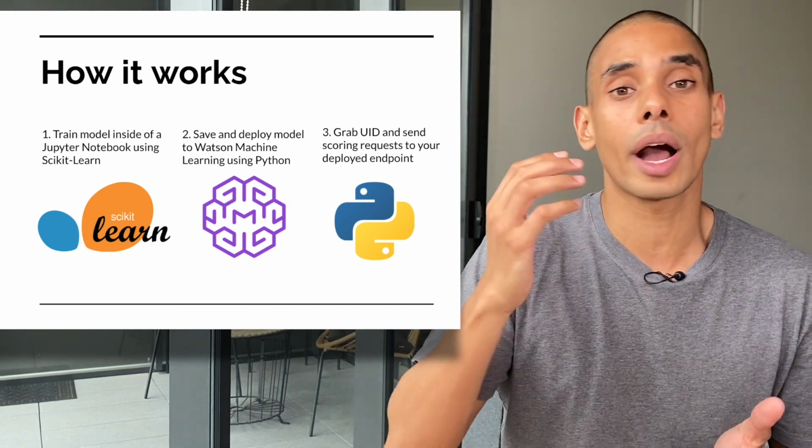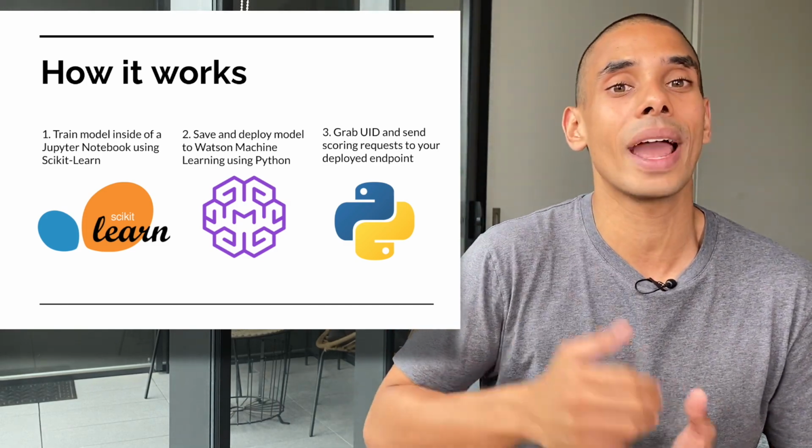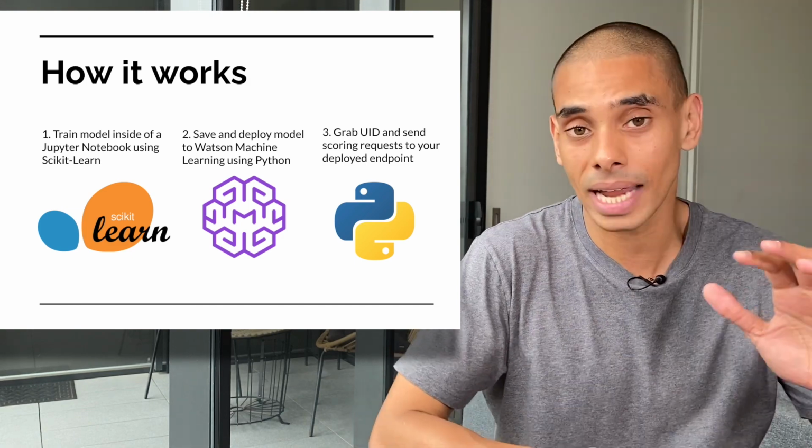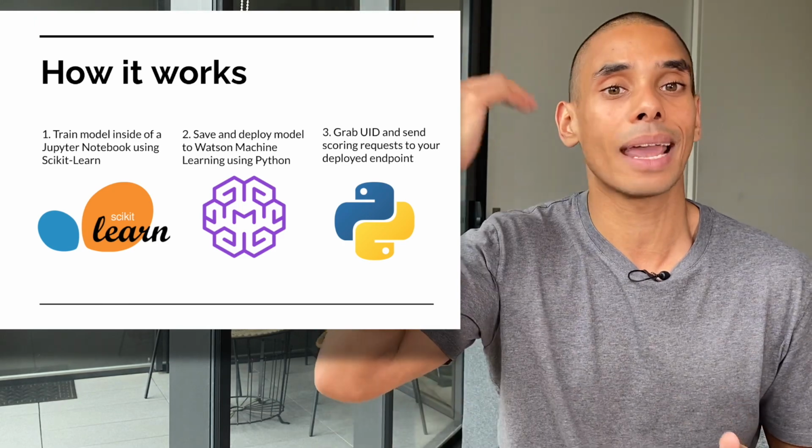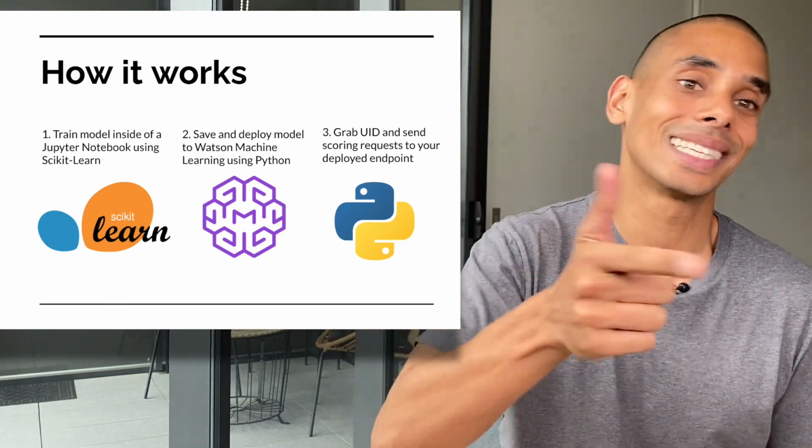Then last but not least, what we're going to do is grab the details for that deployed model and actually make a scoring request. So we'll take some data out of our pandas data frame and send it all the way up into Watson Machine Learning and get a prediction back. Ready to do it? Let's get to it.